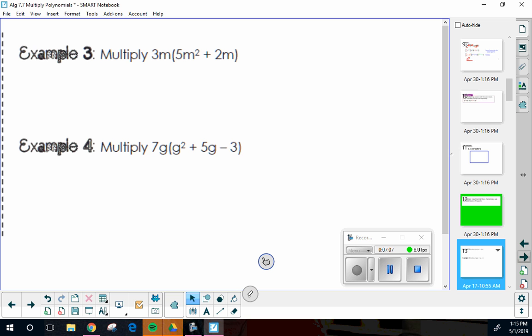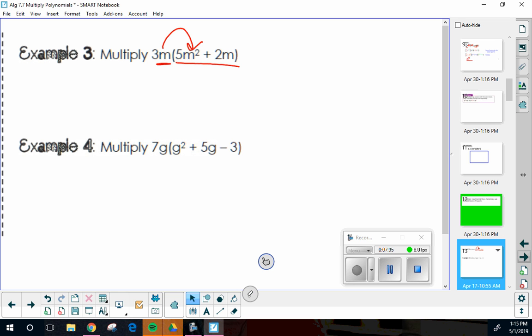Now we're going to go to example number 3. This is multiplying a monomial by a binomial. There's 2 terms in this. And you actually already know how to do this. You're just going to use the distributive property. So we're going to first multiply this by this. We'll just multiply that by that. So draw your arrow in your foldable.